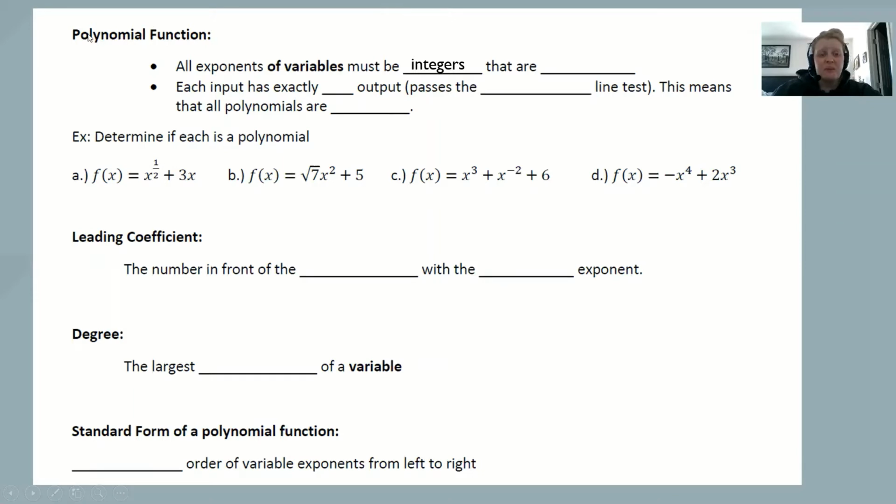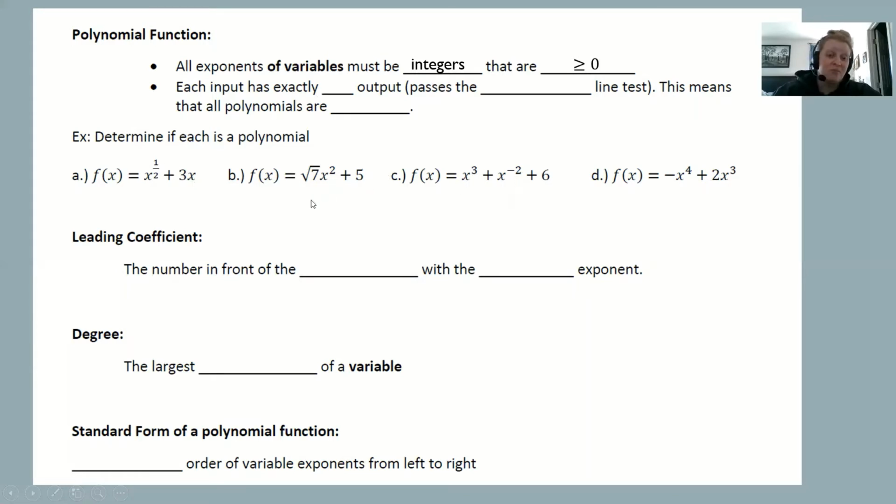First off, if something's called a polynomial, that means a couple things. It means all the exponents of your variables have to be integers that are greater than or equal to 0. So for example, whole numbers. If you see a fractional exponent of a letter, it is not going to be a polynomial. So pretty much the things you would like to see, we like to see whole numbers and we like to see positive numbers.